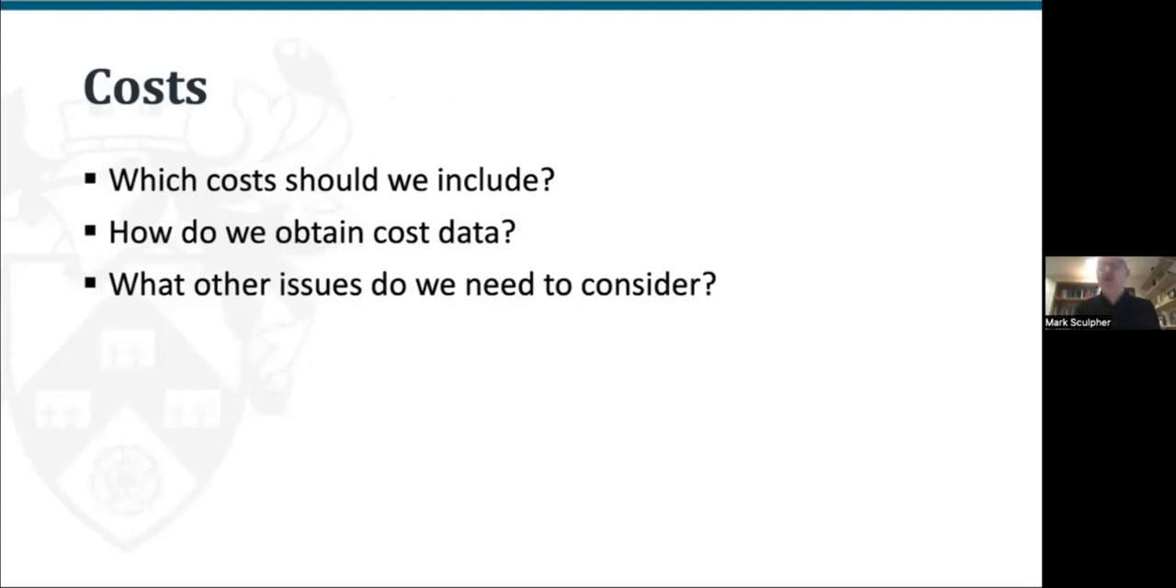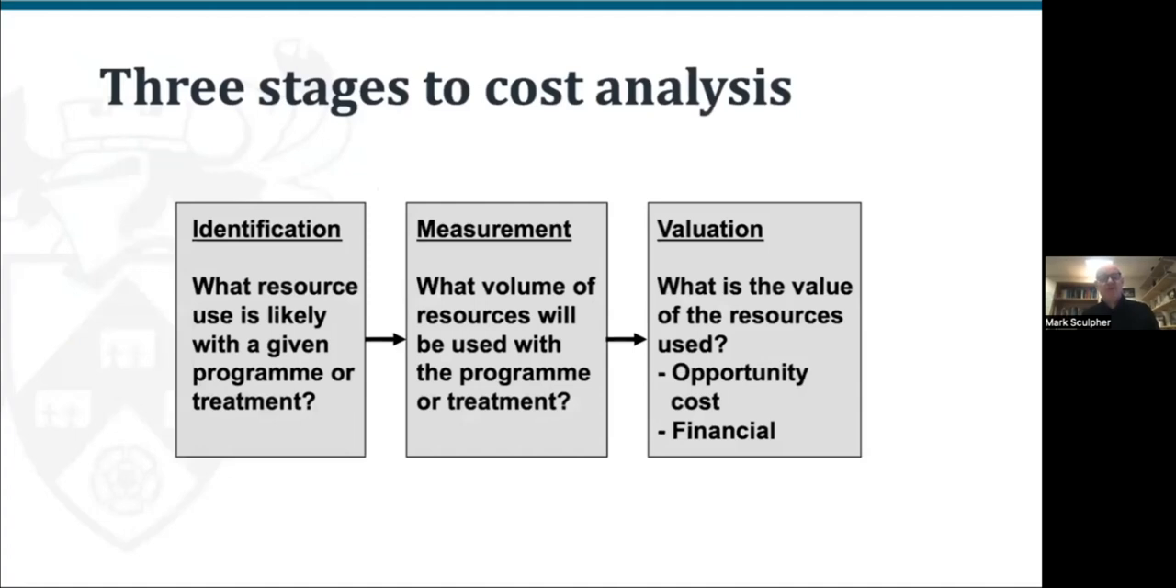Right, let's move on to costs. Question here is, well, what costs should we include? How do we obtain costs? And what other issues should we consider? Well, there are 3 stages to any costing. The first is identification. That is, what resources are relevant to a particular intervention. So by resources here, we're talking about how many clinic visits, how much time spent with a nurse or a clinician, how long in hospital, how many drugs, how many tests. So they're the things we're interested in.